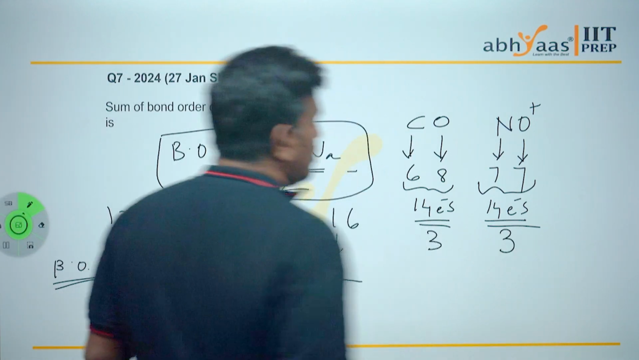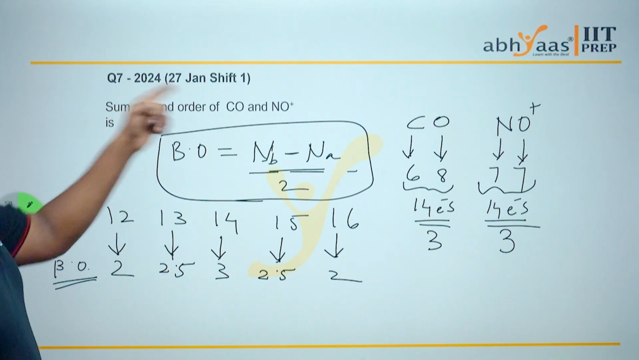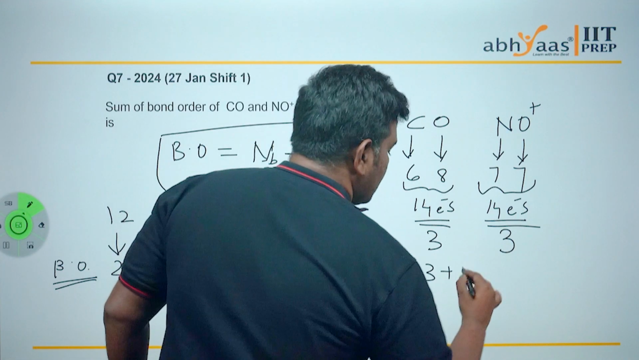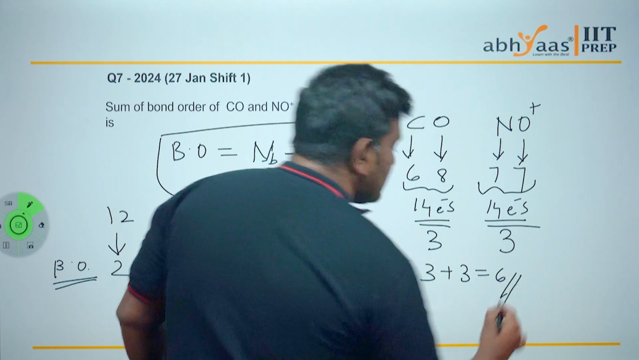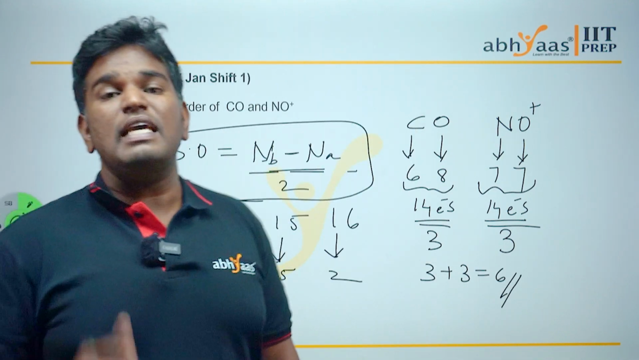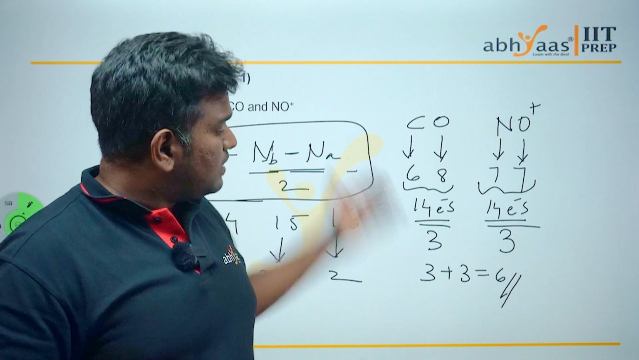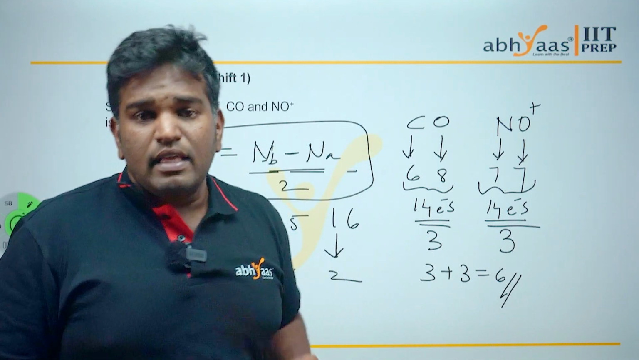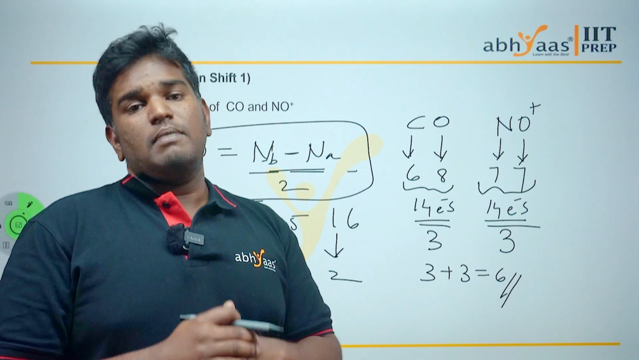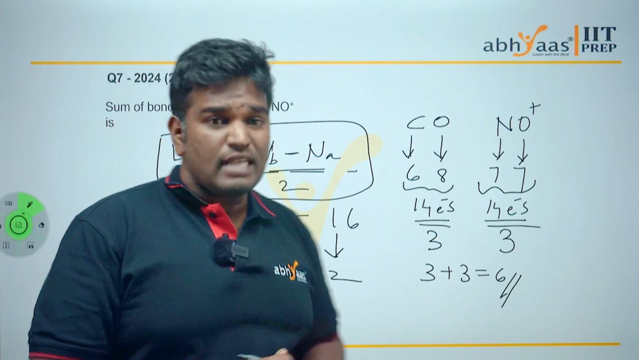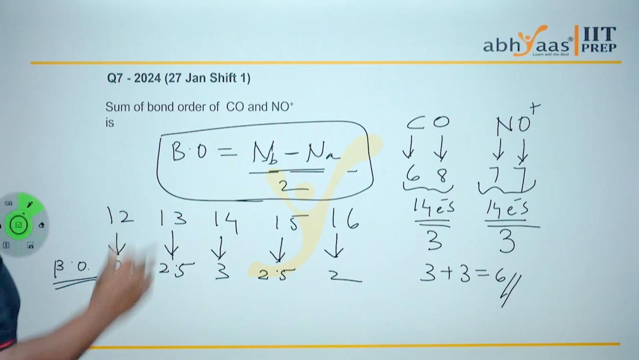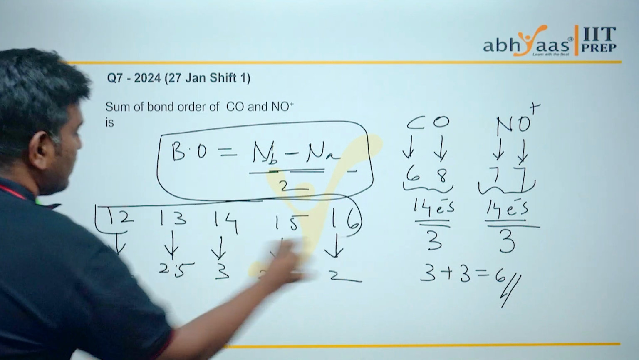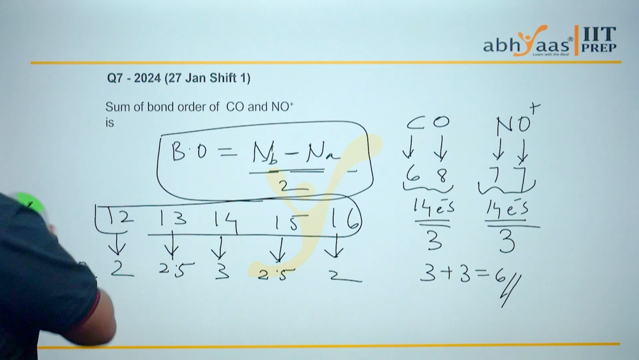In both cases. So what is the question? Sum of bond order of CO and NO plus. So what will that be? 3 plus 3. The answer will be 6. CO has bond order 3, NO plus has bond order 3, and when you take the sum of both bond orders, you get 6. Right, so I hope this was an easy question for you. You just need to understand these particular values and it will be very easy.